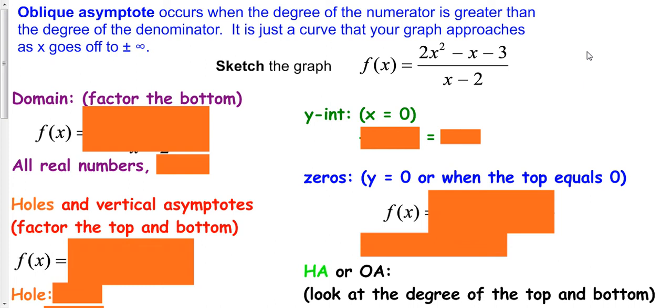And just be aware that your graph, your function, can cross an oblique or horizontal asymptote. It only tells you what happens as you go far to the right and far to the left. It doesn't tell you anything about what happens in the middle of your graph.